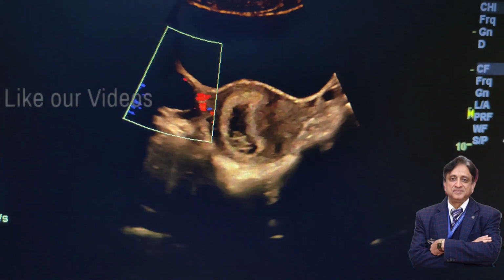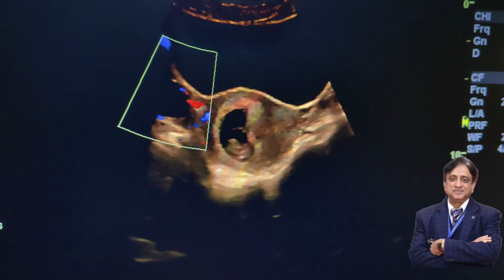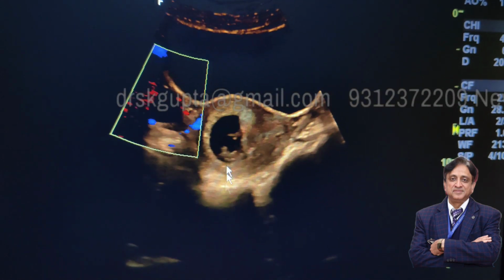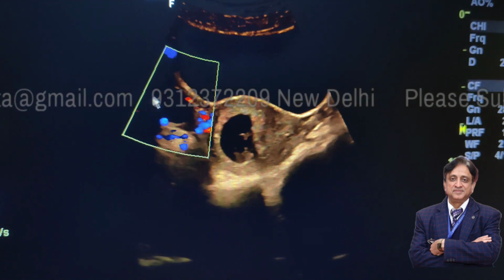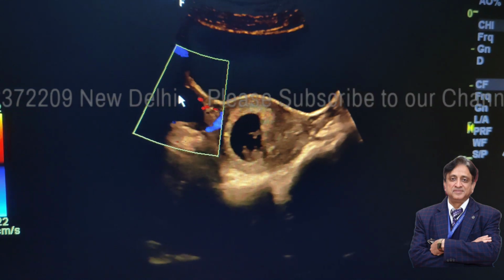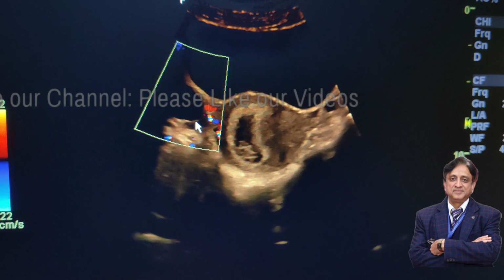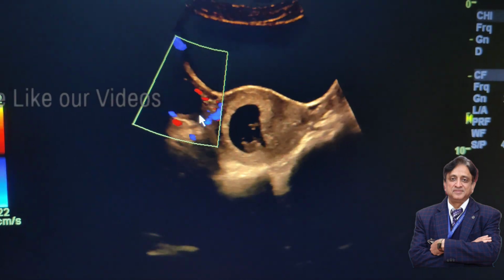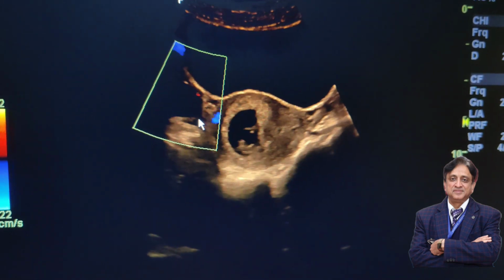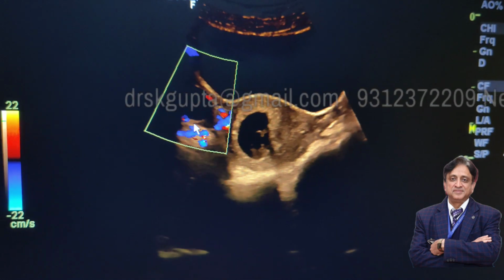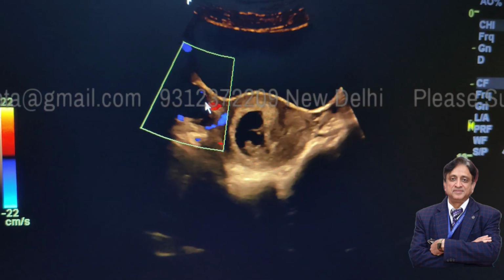Once you have seen the fetal pole and the yolk sac, and measured the heart rate, do not forget to look for the ovaries. And here in the right ovary you see that there is a cystic structure which is surrounded by a ring of fire. Sometimes the ring of fire may not be visible very well, because for a ring of fire to be seen in the corpus luteal cyst, a good Doppler is required. And this, as I said, is the corpus luteal cyst.